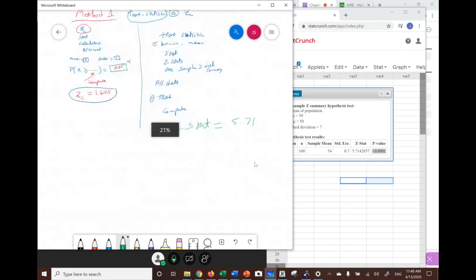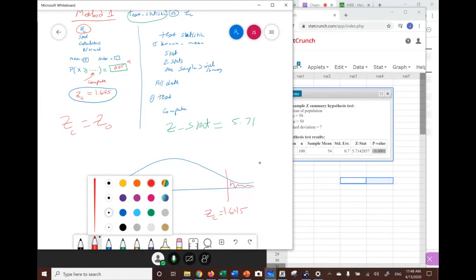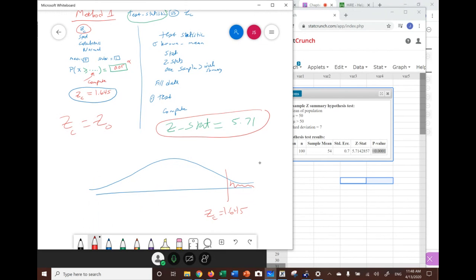Okay. So now let me show you method 1, what we do. In method 1, this is what we do. Here's our picture. We know that this is the right tail test. We talked about this early. We know that the critical value is 1.645. That is the Z critical. And notice that the Z critical in your book sometimes is called Z0. Z critical, Z0 is the same thing. Notice that the value that we got here does not fall here. It's going to fall somewhere in there, because we know that 5.71 falls above 1.64.